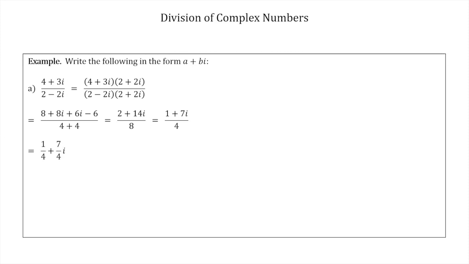So now we split this up. We get 1 over 4 plus 7i over 4, or 7 over 4 i. So we have found the real part and the imaginary part.